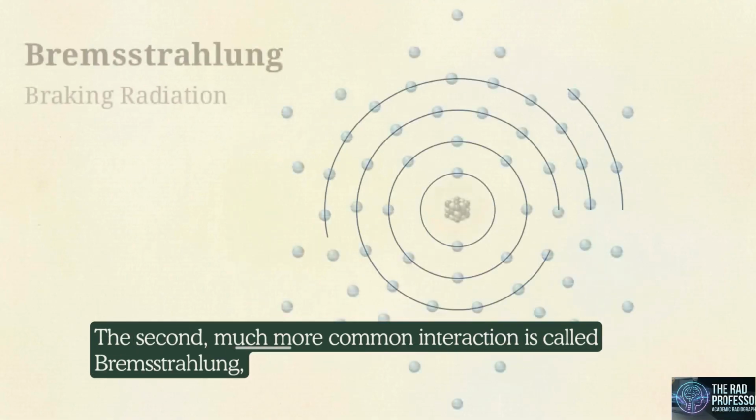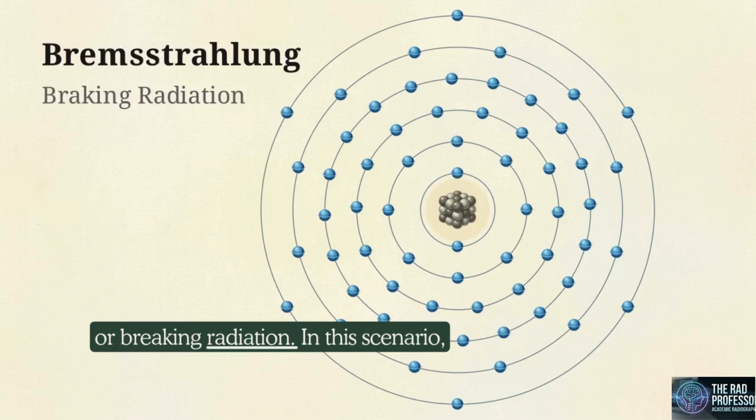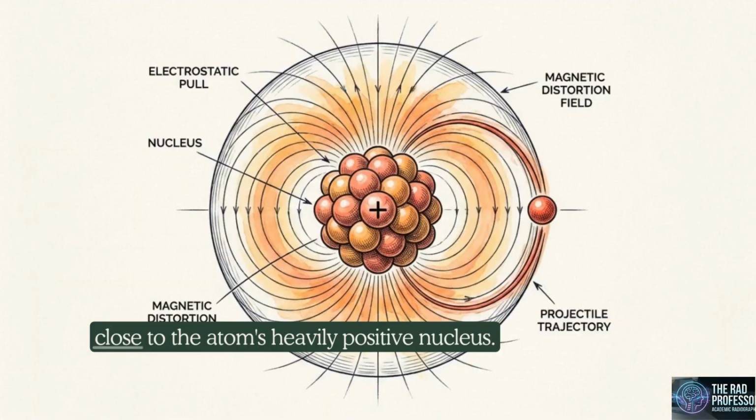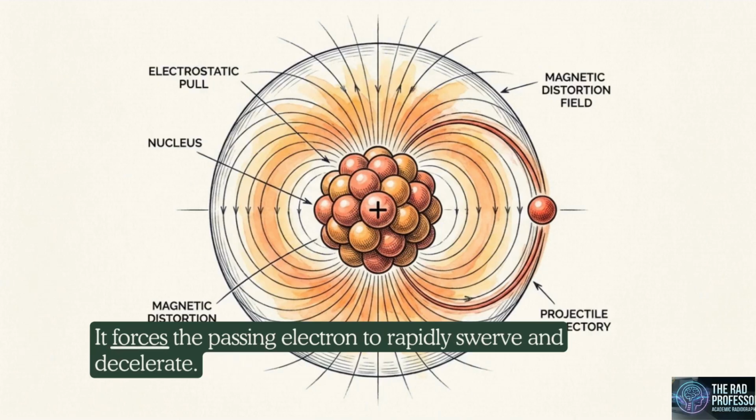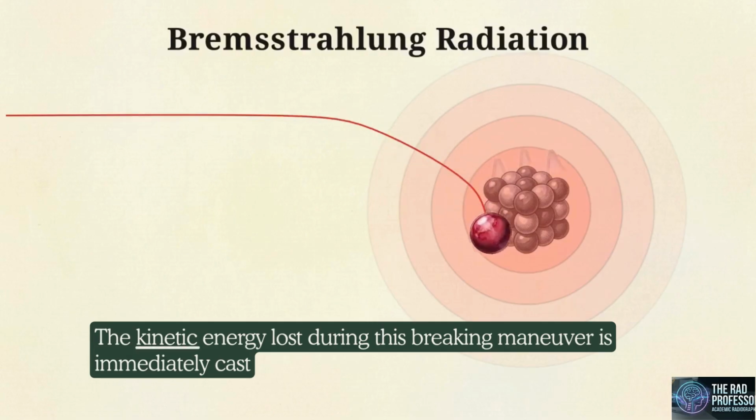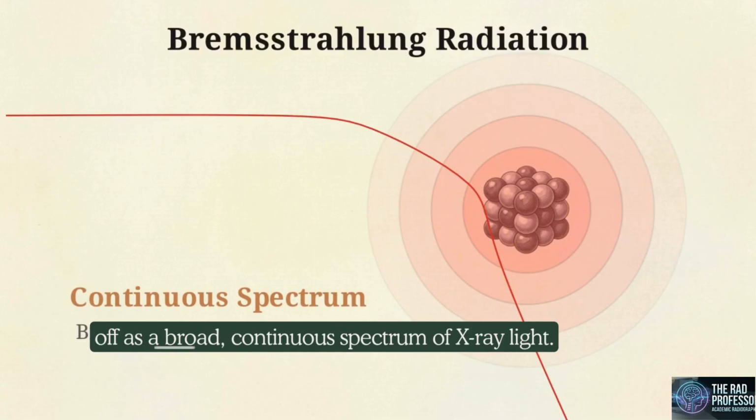The second, much more common interaction is called Bremsstrahlung, or braking radiation. In this scenario, the incoming electron bypasses the orbital shells entirely and flies dangerously close to the atom's heavily positive nucleus. The intense electrostatic pull of the nucleus acts like a gravitational slingshot. It forces the passing electron to rapidly swerve and decelerate. The kinetic energy lost during this braking maneuver is immediately cast off as a broad, continuous spectrum of X-ray light.